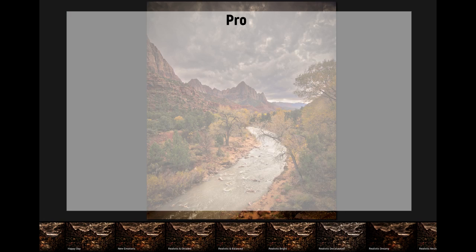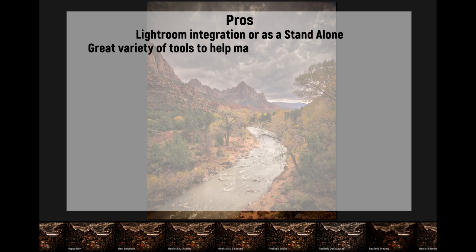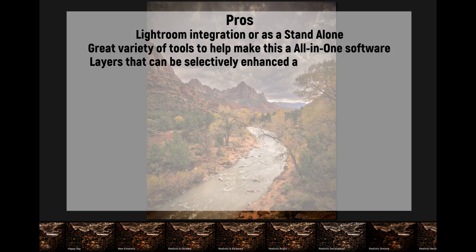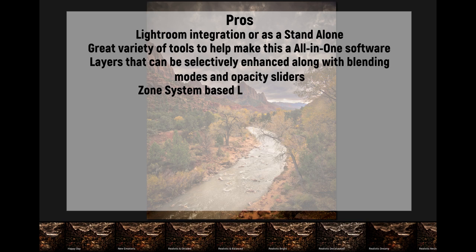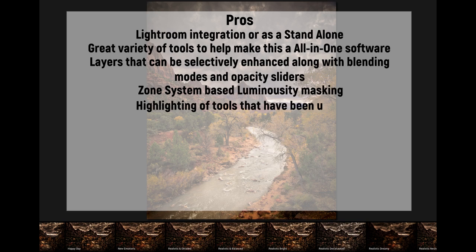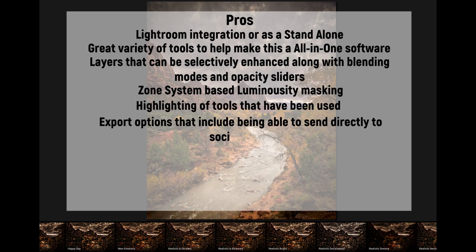Some of the pros of AuroraHDR 2017 include Lightroom integration, where it can act as a standalone, has a great variety of tools to help make this an all-in-one software. The layers can be selectively enhanced along with blending modes and opacity sliders. It has a zone system-based luminosity masking. The highlighting of the tools that have been used is a nice feature. Export options that include being able to send directly to social media, and you can save the image with the layers.